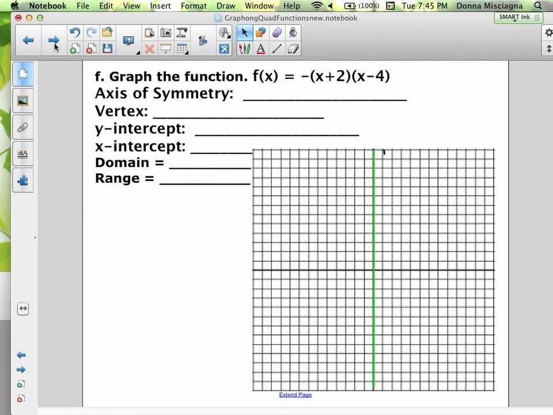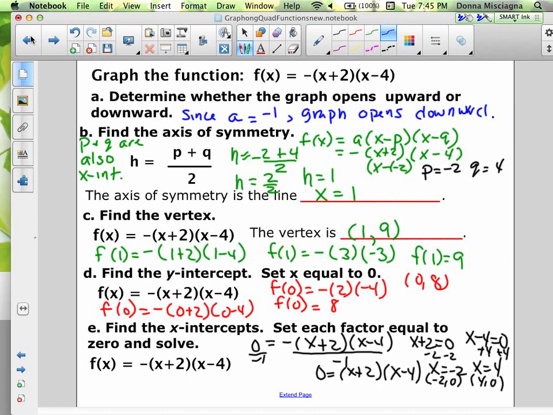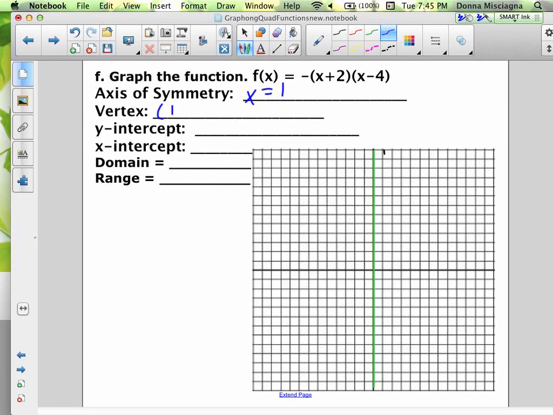All right, so let's graph our function here. Our axis of symmetry was x equals 1. The vertex was, now I forgot, it was a 9. Oh, it was 1, 9, wasn't it? Yes. Almost forgot what the y was, but then I remembered. Our y-intercept was 0, 8.